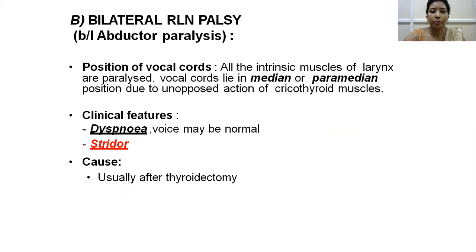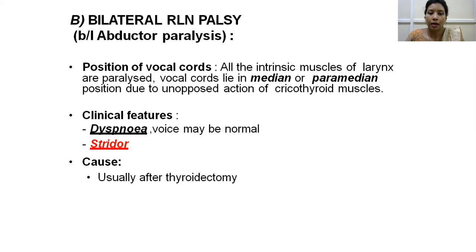The next will be your bilateral recurrent laryngeal nerve paralysis. The other name is your bilateral abductor paralysis. So a unilateral RLN palsy is called a unilateral abductor paralysis, whereas your bilateral RLN palsy is also called a bilateral abductor paralysis. So in this, you see that all the intrinsic muscles of the larynx are paralyzed. The vocal cords on both the sides lie in the median or a paramedian position.